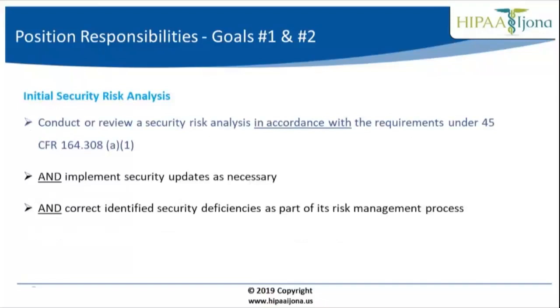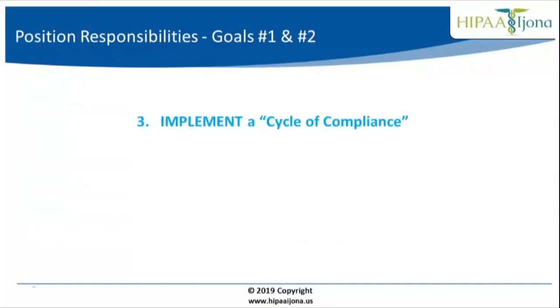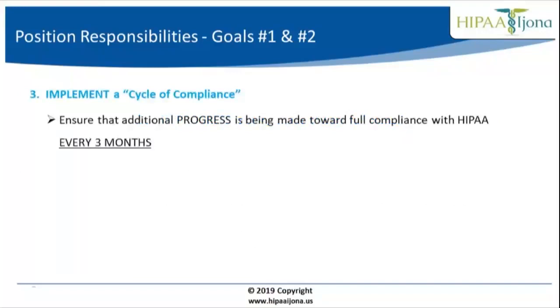So let's review once again the definition of the initial security risk analysis, okay? You start off by conducting initial security risk analysis according to regulations, and you implement security updates as necessary, and you correct identified deficiencies as part of the management process. So what does that mean? It means that once you get started, you are in a cycle of compliance. It never ends. It will never end, okay?